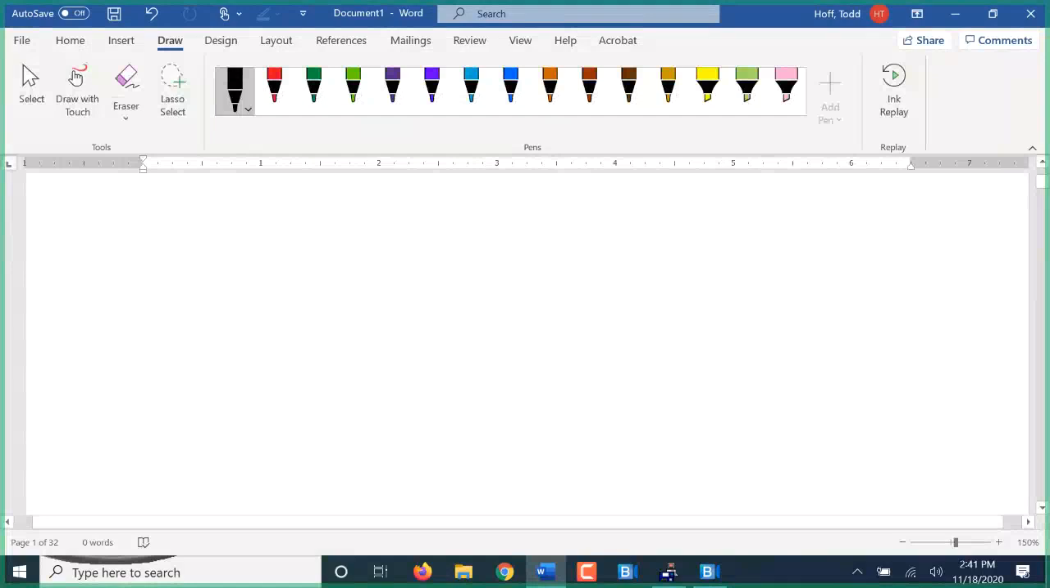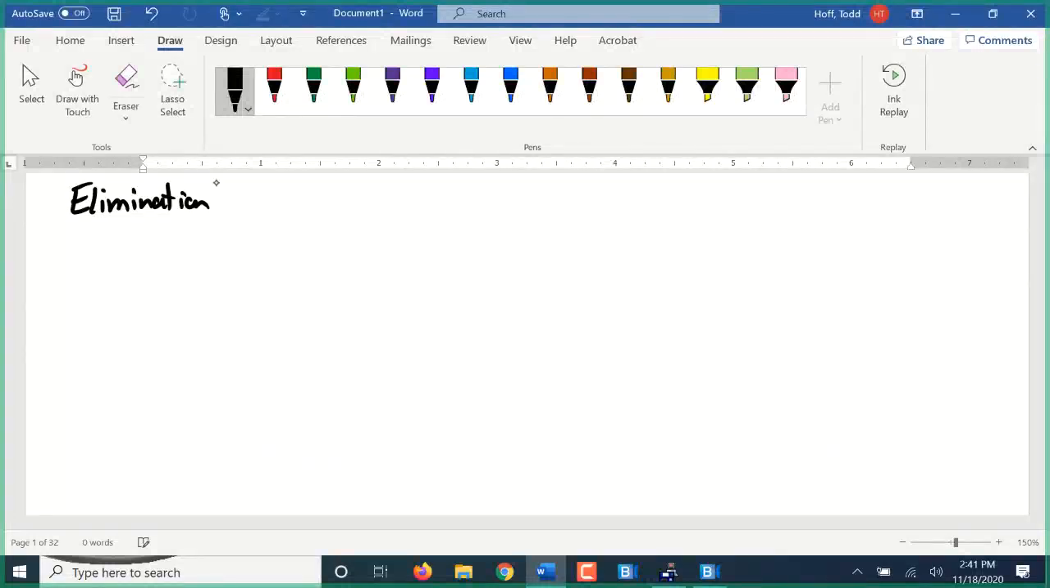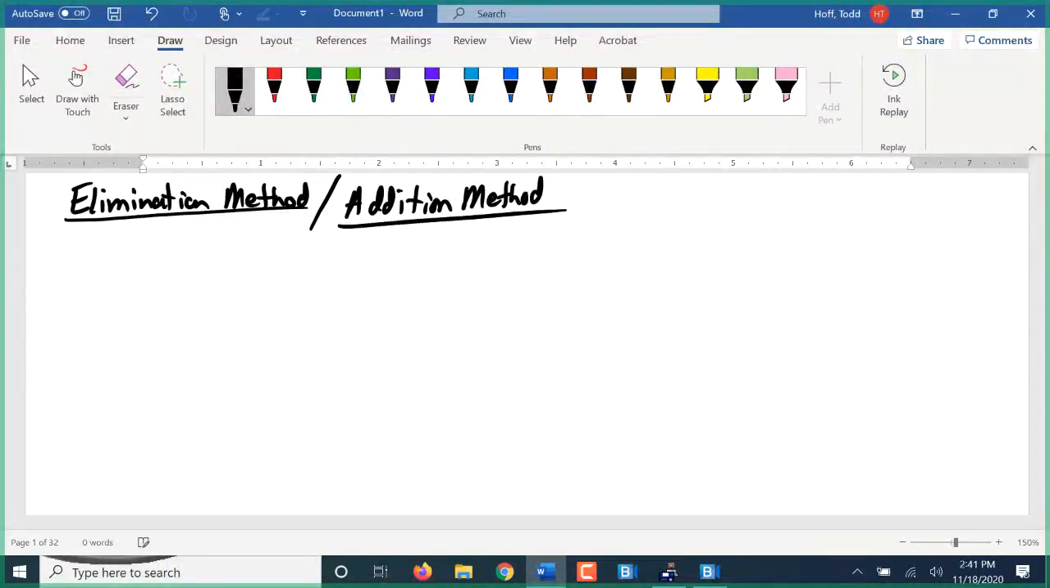We've got graphing, we have substitution so far. There's a third method, depending on the textbook. It's sometimes called the elimination method, or our textbook actually calls it the addition method. They mean the same thing. We are trying to find variables that will cancel out. We can eliminate them by adding them together.